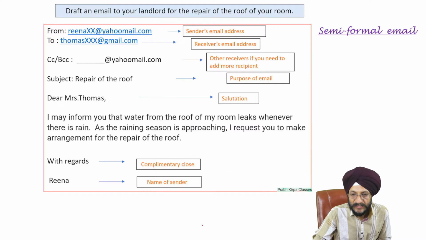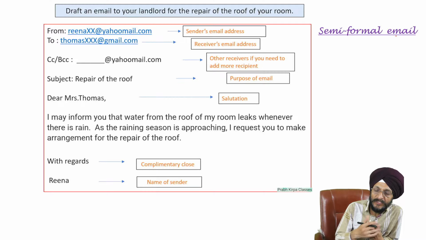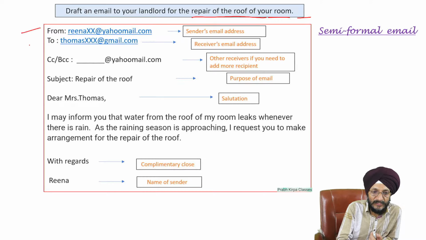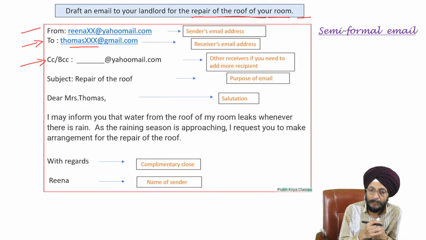Now we will also discuss the drafting of a semi-formal email, which is used when you are communicating with your colleagues in the organization or to your landlord. Here we are writing an email to your landlord for the repair of the roof of your room. This is your email address. You are writing to your landlord Thomas. If you want to send the email to other family members of the landlord, you may mention his email address here.